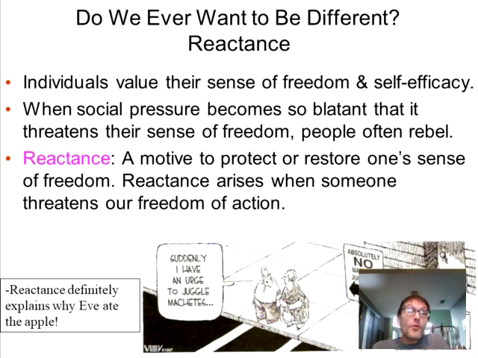So yeah, freedom. People want their self-efficacy. They want their freedom, and so rebellion in this way is human nature. I mean, I've had a few teenagers. I know what it is.